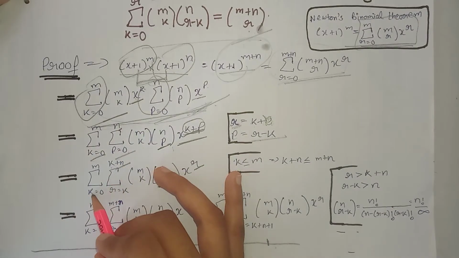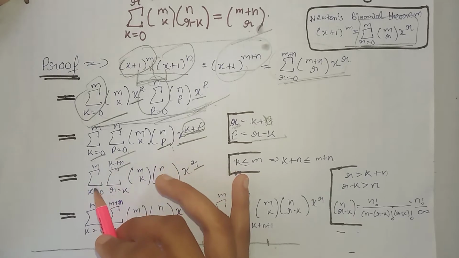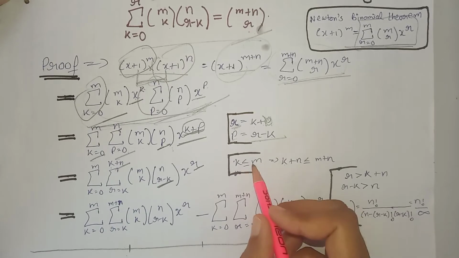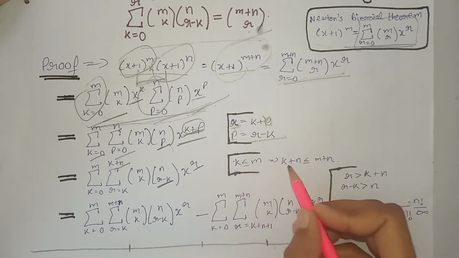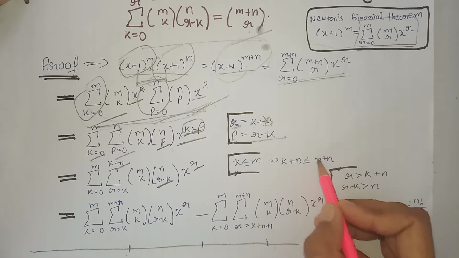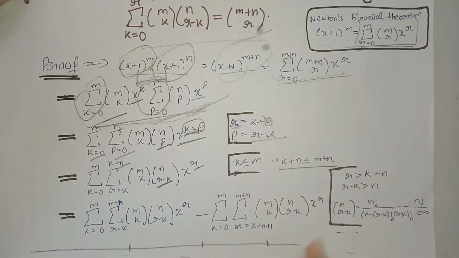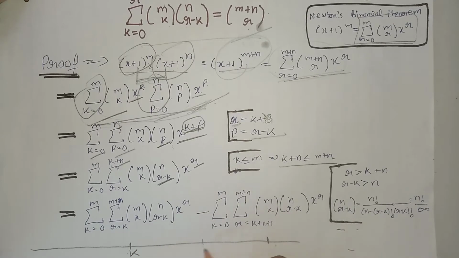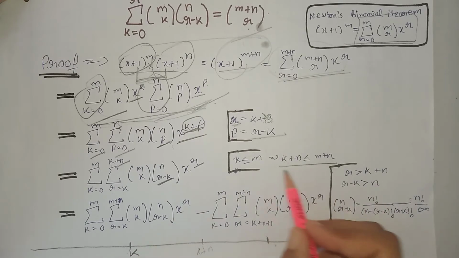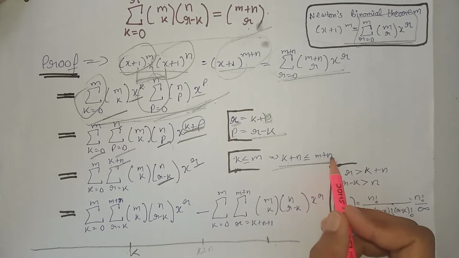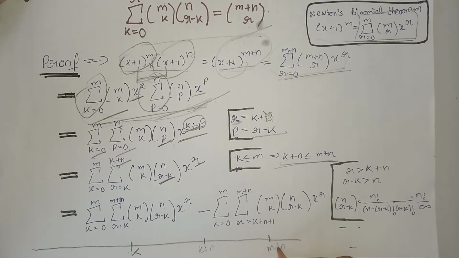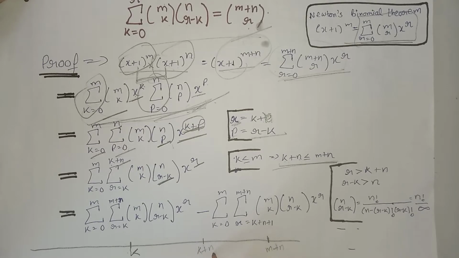In the first summation we have k from 0 to m, that is the value of k will be less than or equal to m. On adding small n to both sides we get k plus n is less than or equal to m plus n. That means suppose on the number line we have k here, then we must have k plus n here, because we know that k plus n is greater than k. And according to this term, m plus n is greater than k plus n. So we will have m plus n here.